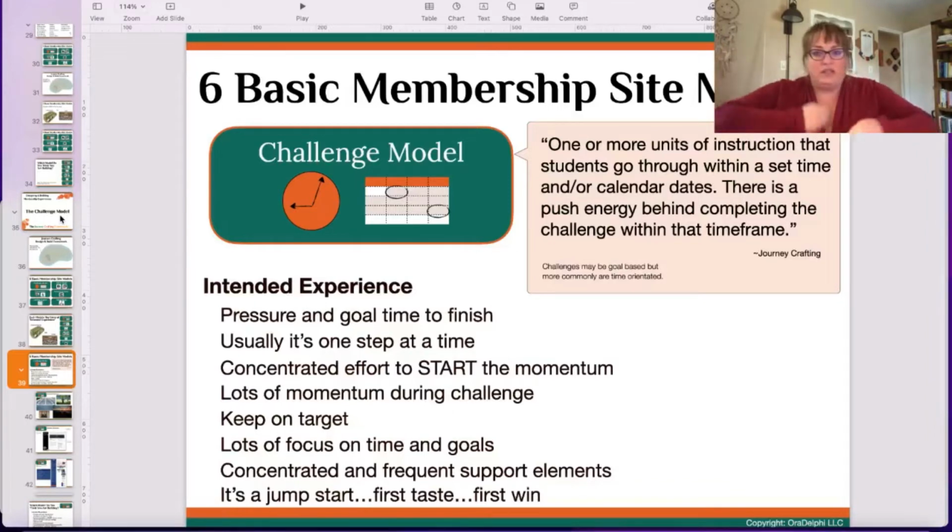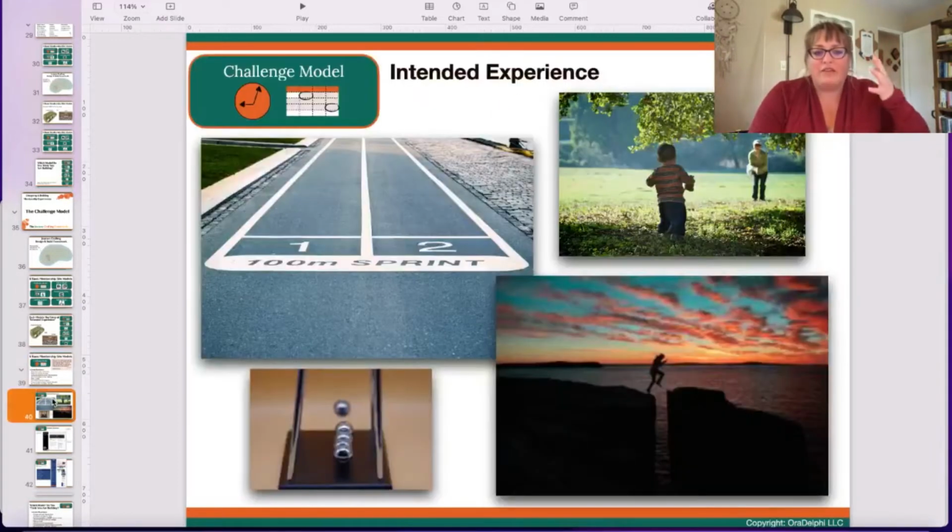And again, there's this time pressure or really concentrated energy, like, let's go, right? From beginning to end. And it's usually more bite-sized chunks of people into your world. I'm a highly visual person, so having visuals always helps me. So when I think of a challenge model, this is what I visualize. It's a momentum starter. It's like right at the gate.